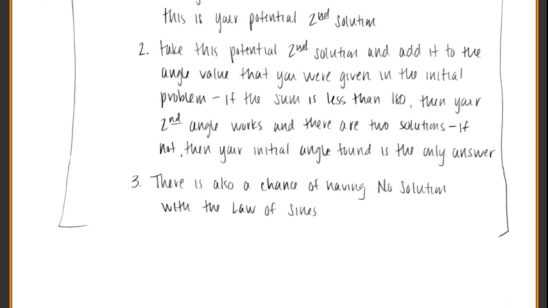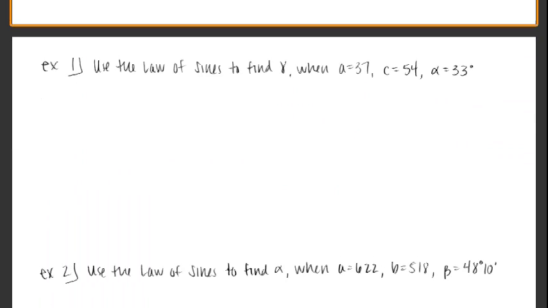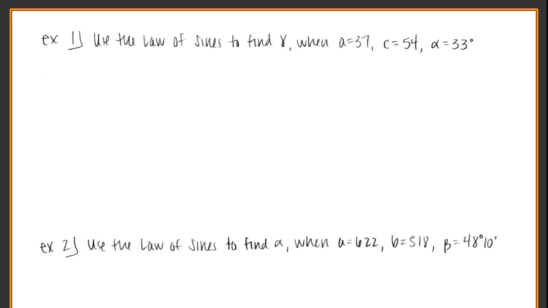Speaking of practicing, let's go to example 1. We're going to use the law of sines to find gamma. We know side A, we know side C, and we know alpha. Well, look here. We know side A and alpha. That's a good pairing. We know side C, and the angle that goes with that is gamma. So pretty much they have it set up for you. They wouldn't have given you a beta or a B in here otherwise.